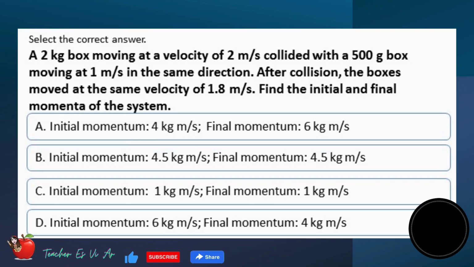A. Initial momentum 4 kilograms meter per seconds, final momentum 6 kilograms meter per seconds. B. Initial momentum 4.5 kilograms meter per seconds, final momentum 4.5 kilograms meter per seconds. C. Initial momentum 1 kilogram meter per seconds, final momentum 1 kilogram meter per seconds. D. Initial momentum 6 kilograms meter per seconds, final momentum 4 kilograms meter per seconds.